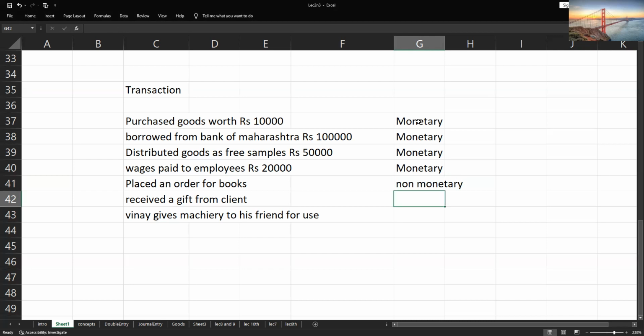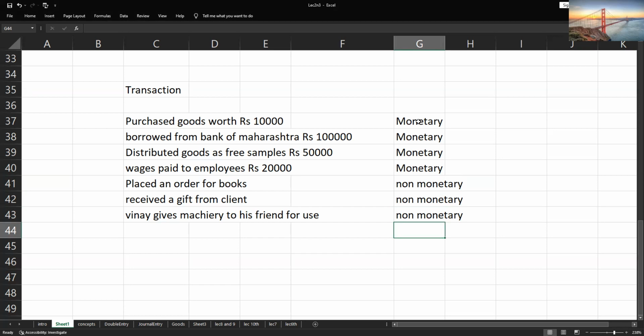Next, received a gift from client. The gift is received from the client, from the customer, or maybe from the supplier, or maybe from the bank or any financial institution. But again, it is not in monetary terms. We don't know how it's affecting the business result. It is a personal gift that has been given. So again, it is non-monetary. Then Vinay gives machinery to his friend for use. Now there are no hiring terms, like machinery is given for 1 month hire for so much amount. So again it comes under non-monetary.